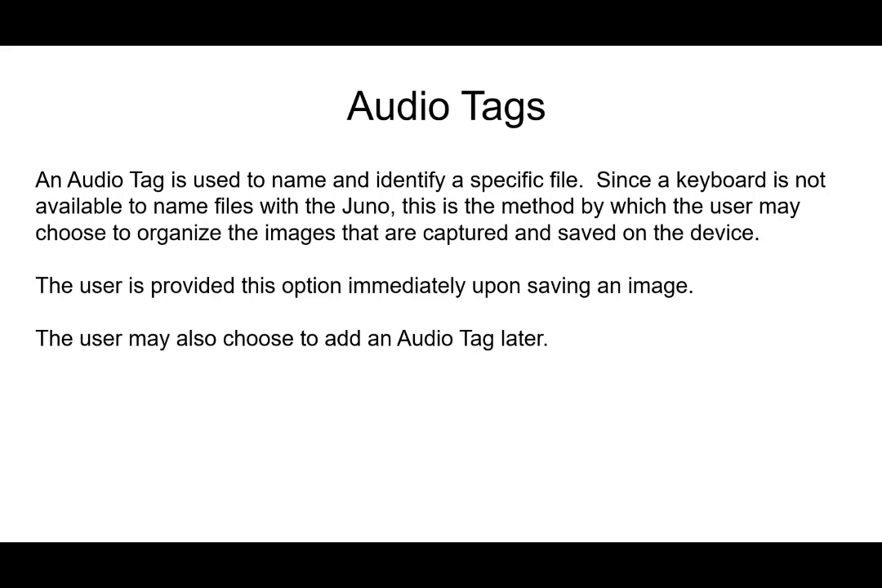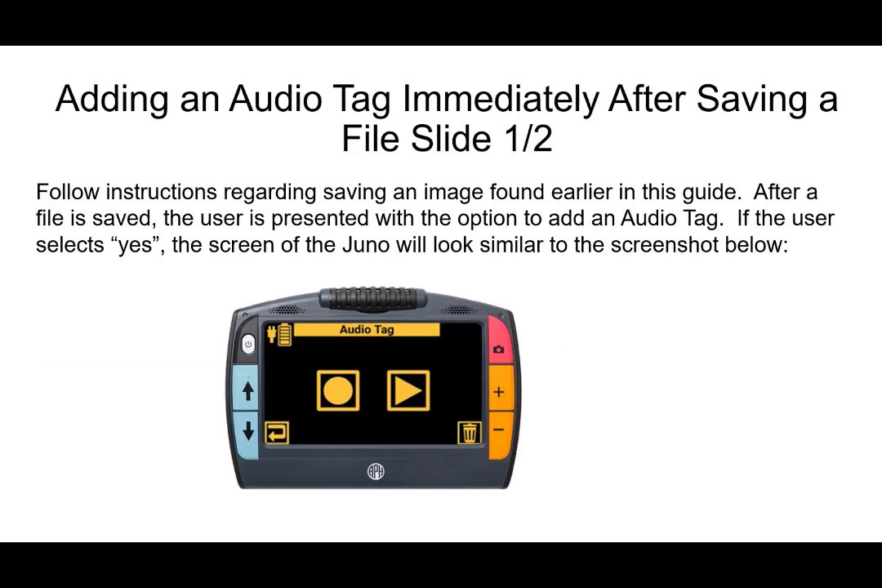Right after you've saved the image, you're going to get a message about audio tags. An audio tag is used to name and identify a specific file. Since a keyboard is not available to name files with the Juno, this is the method by which the user can choose to organize images that are captured and saved on the device. The user is provided with this option immediately on saving an image. They can also choose to add an audio tag later, and the audio tag can be modified. So moving forward, we're going to assume that you want to add an audio tag immediately after saving the file.